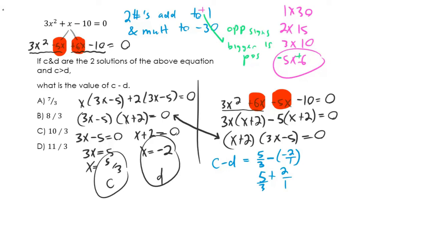And now we can get common denominators by multiplying by 3/3. 3/3 is just really a fancy way of saying the number 1. So we're not really doing anything when we multiply something by 3/3. But we have 5/3 plus 6/3, and that's why we have 11/3 as our answer, which would be D for this question.